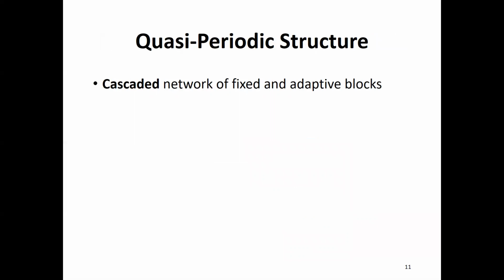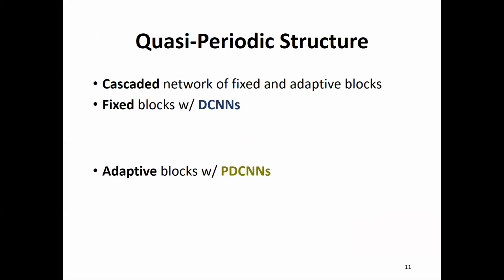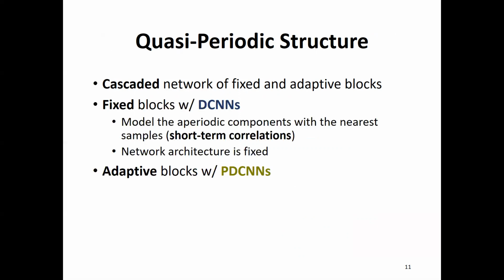Since speech has periodic and aperiodic components, we propose a QP structure to simultaneously model them. The QP structure is composed of cascaded fixed and adaptive blocks. The fixed block adopts DCNN to model the short-term correlation of the periodic component.